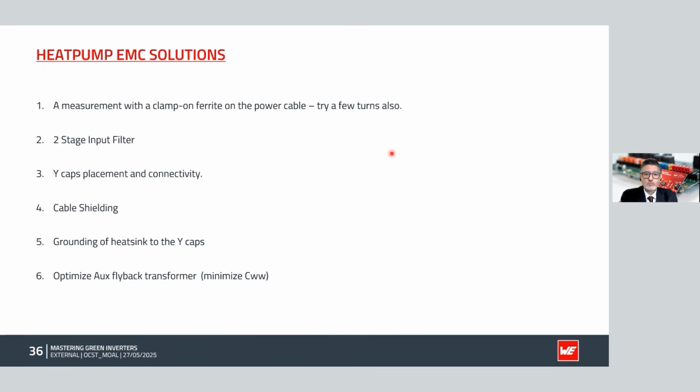The EMC solutions are, of course, in the form of designing in a two-stage input filter, which I showed you earlier, implementing the Y capacitors and their placement, with the shielding being terminated on the center point, on the reference ground or chassis ground for those Y capacitors, the cable shielding of the motor cable, making it shorter in length, grounding the heatsink to the Y caps, again to the same point as the Y caps center point, which is your protective earth, your ground or reference ground or EMC ground, and of course optimizing the flyback transformer.